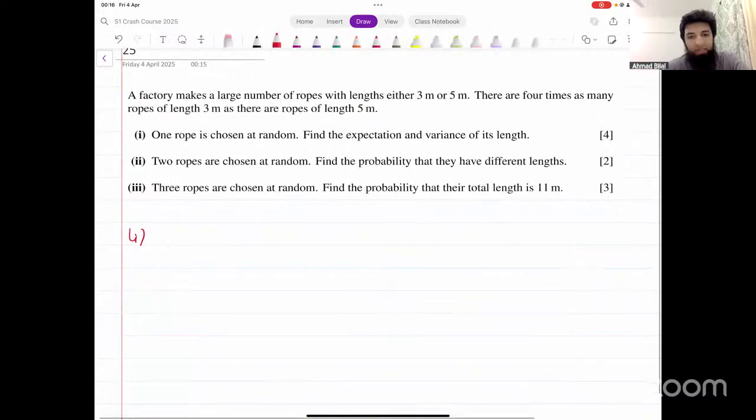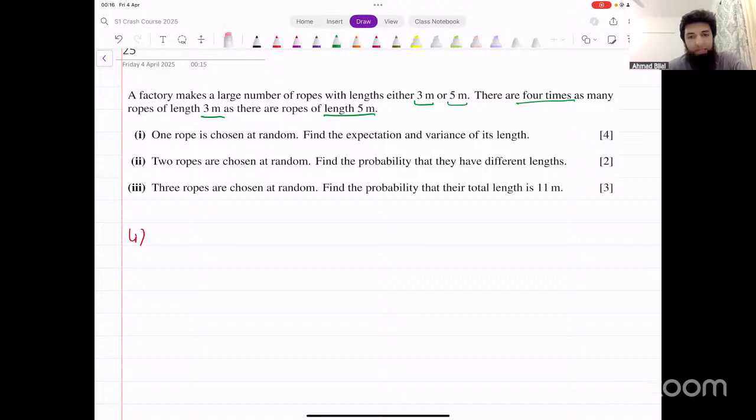A factory makes a large number of ropes with lengths either 3 meters or 5 meters. There are 4 times as many ropes of length 3 meters as there are ropes of length 5 meters. One rope is chosen at random. Find the expectation and variance of its length.